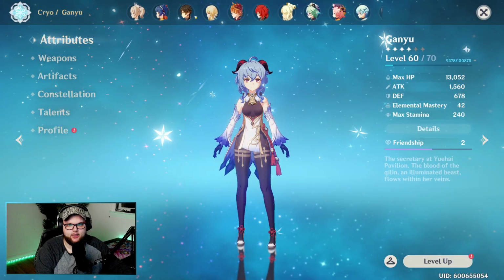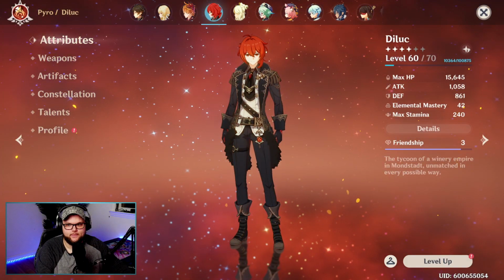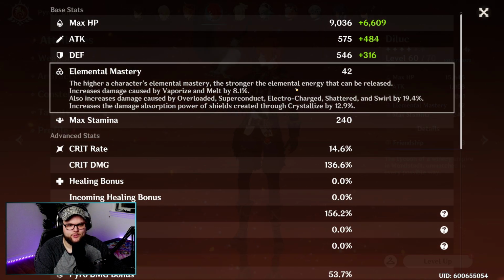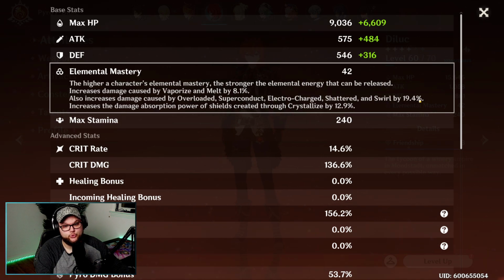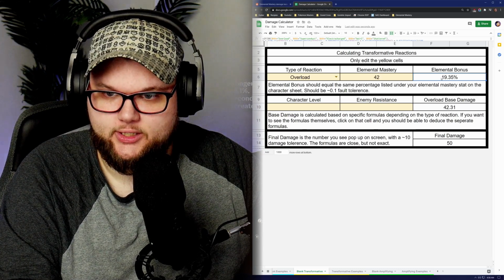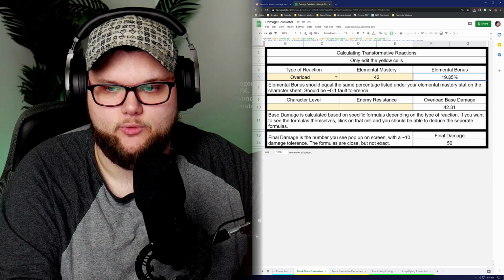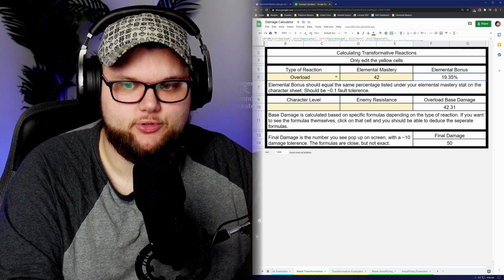If we take a look at our character sheet for Diluc, you'll notice our elemental mastery is 42. Now, if you actually ever read this underneath elemental mastery, it increases damage caused by vaporize and melt by 8.1%, also increases damage caused by overload, superconduct, electro-charged, shattered, and swirl by 19.4%. Okay, so since we are doing overload, we should have 19.4%. Now, the formulas and the spreadsheet roughly equate to about 19.4 if we were to round up. So that is pretty close.